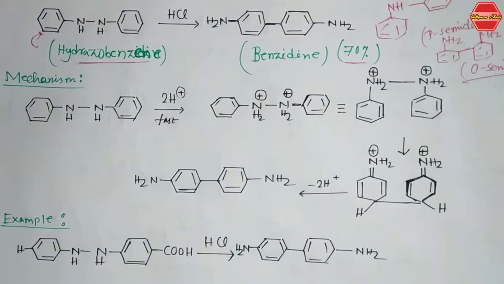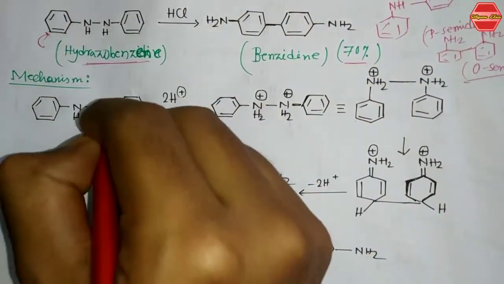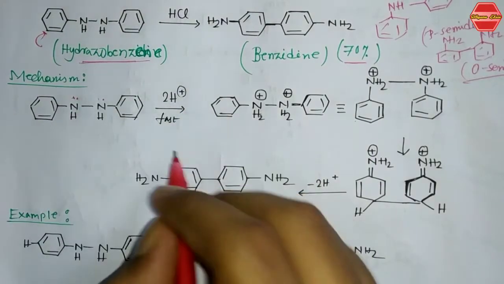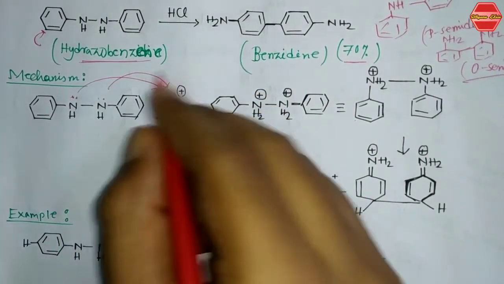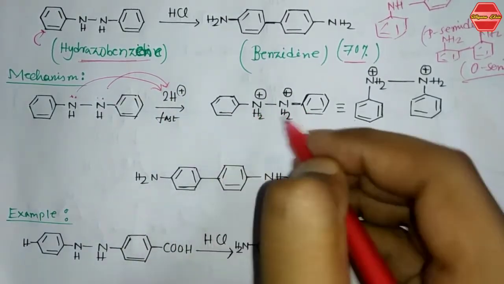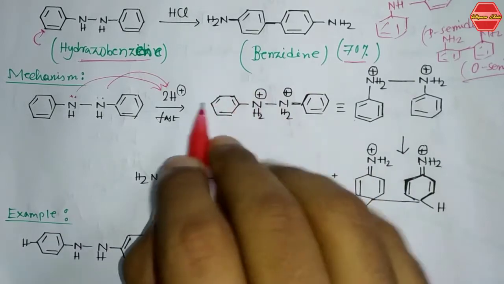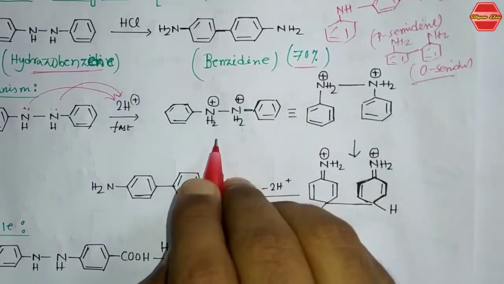Now the next thing is the mechanism. So what will be the mechanism? You can see here these two nitrogens have a lone pair, so they can take a proton from here and here. That is why I have written over these two hydrogens, so it can take the proton here, this NH2+ NH2+. Now we can write this structure in this way also. So this is the similar structure of it.